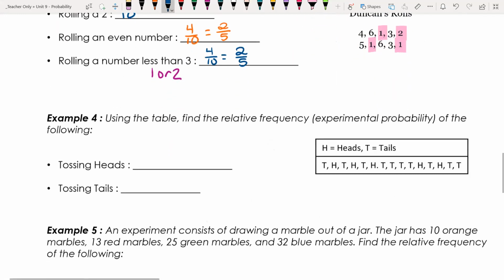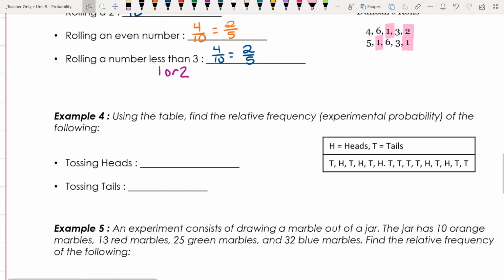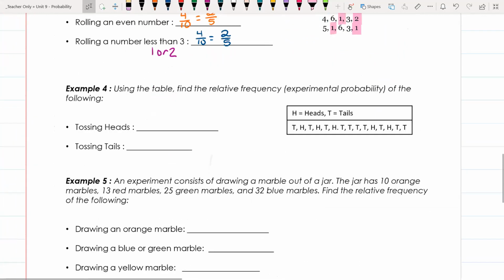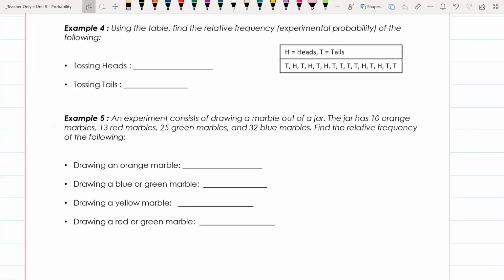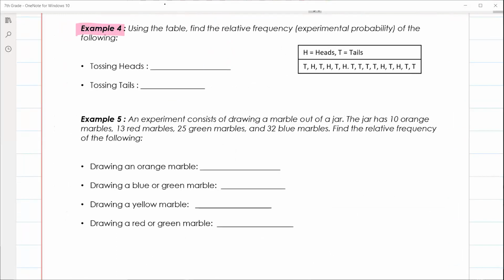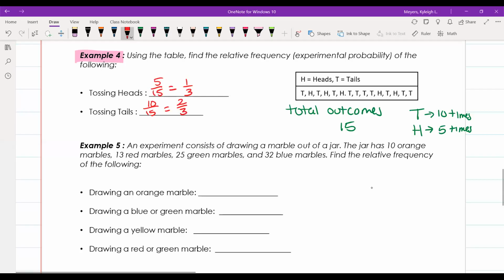All right, so I want you to try example 4 and example 5 on your own. Okay, so stop there and I'll go over a couple there. So pause and try example 4 for now. All right, so you're going to pause and try example 4.